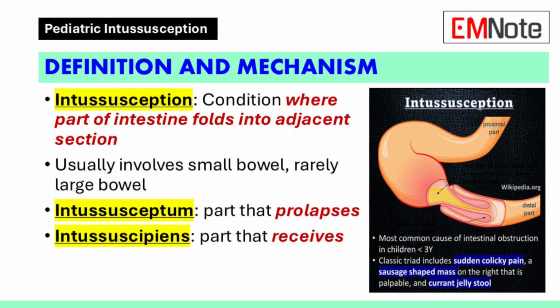Intussusception occurs when a segment of the intestine folds into an adjacent section, much like a telescope collapsing. This typically involves the small bowel, though the large bowel is affected in rare cases. The segment that prolapses is called the Intussusceptum, while the receiving segment is termed the Intussuscipiens. This folding disrupts normal bowel function and can lead to obstruction.